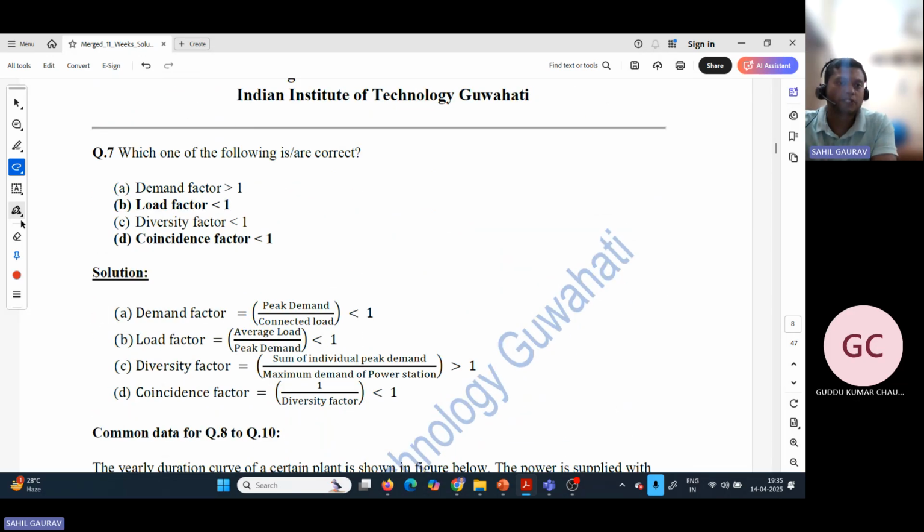Next we have: which of the following are correct? We have seen that demand factor is peak demand upon total connected load, so demand factor is always less than 1, while load factor is average load upon peak demand, so it is also always less than 1. So this is correct. Diversity factor is greater than 1 because it is the sum of individual peak demands upon the maximum demand of the power station. And coincidence factor is less than 1 because it is the reciprocal of diversity factor.